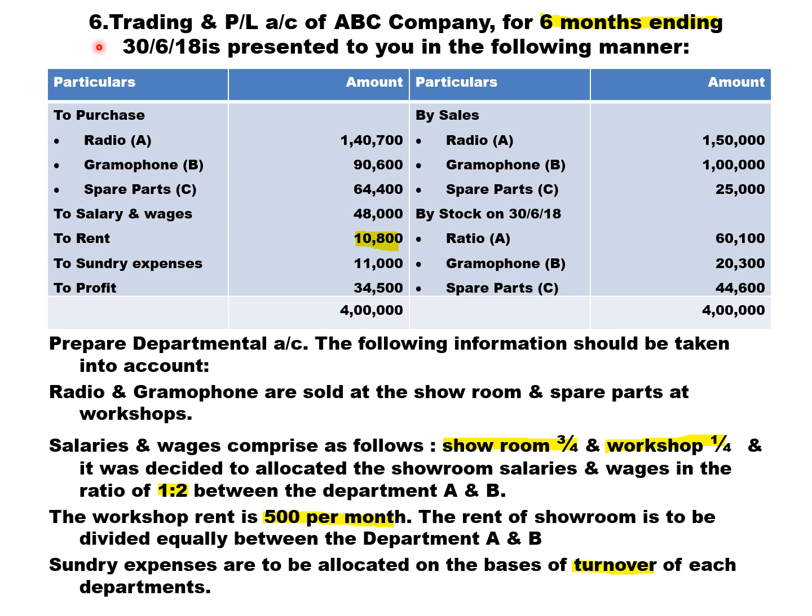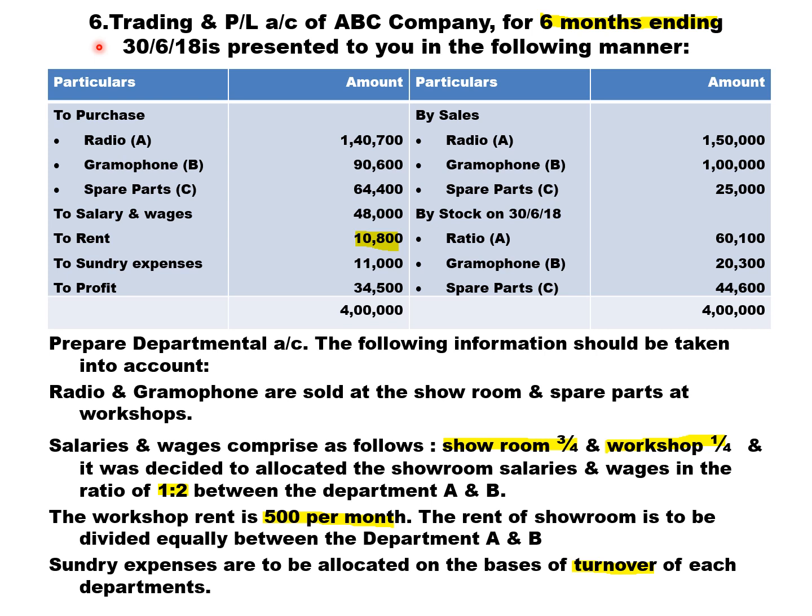So students, we are going to work out the sixth problem in the series regarding departmental accounts. The trading and profit and loss account of ABC company for 6 months ending 30th June 2018 is presented to you in the following manner.